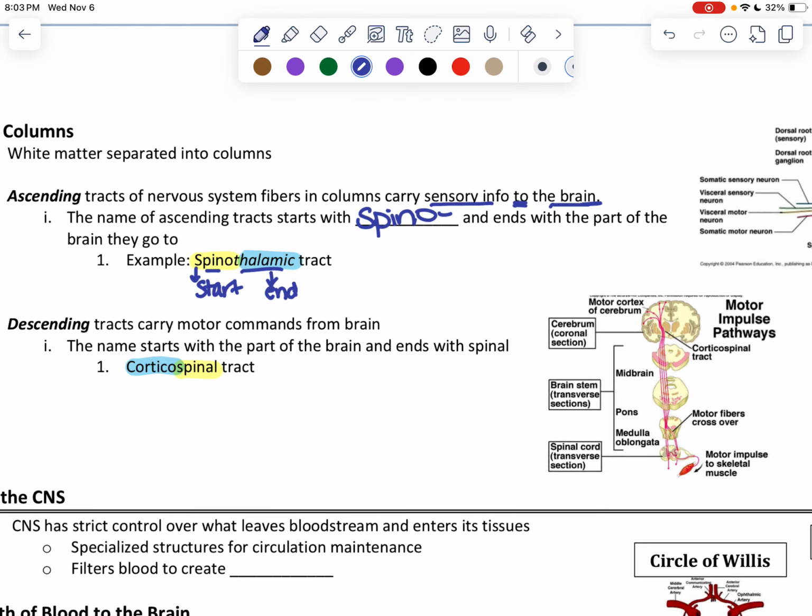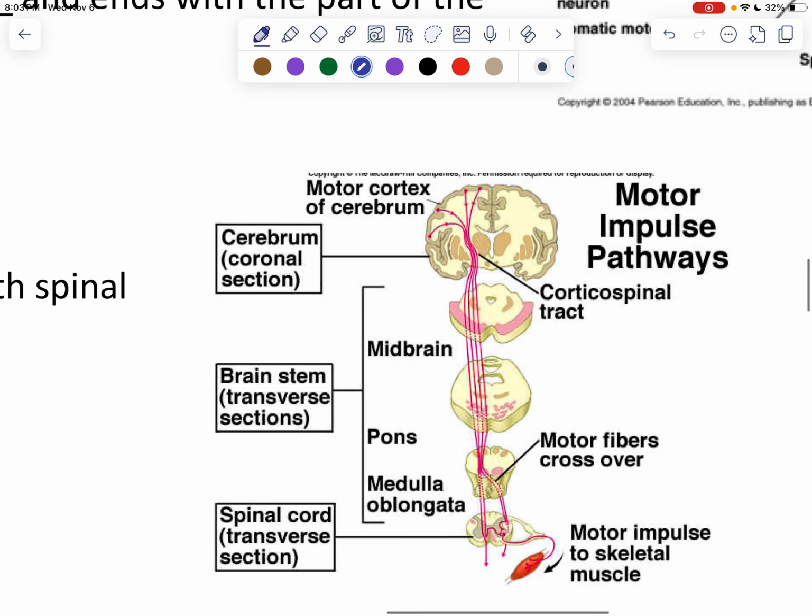So here's the corticospinal tract in a picture. You see the motor cortex of the cerebrum, and it's bringing the information back to the muscle. Because you remember, in the motor cortex of your cerebrum, in the frontal lobe, that is where all of your skeletal muscle movement originates, right?